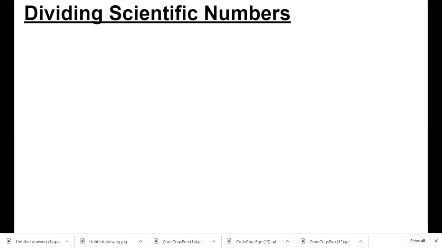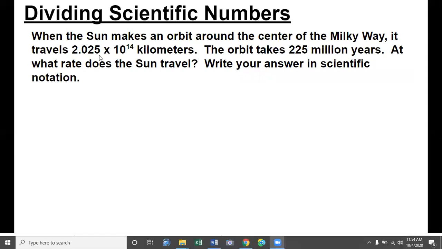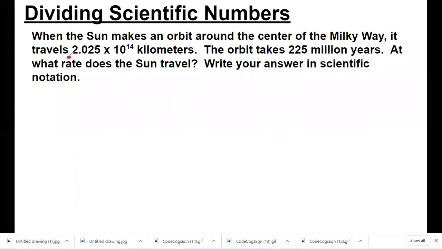So dividing scientific numbers, we'll start with dividing. When the sun makes an orbit around the center of the Milky Way, it travels at, let me just get my little annotation here, you can underline it, it travels at 2.025 times 10 to the 14 kilometers. The orbit takes 225 million years. Wow. At what rate does the sun travel? Write your answer in scientific notation.